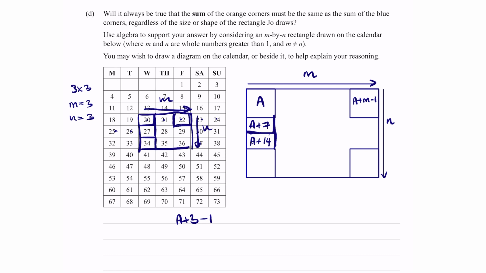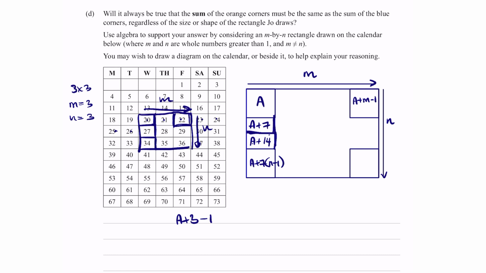Because it's shifted 2 weeks down, right? And so what is the bottom corner always going to be? It's actually going to be A added with some multiple of 7. Now what is that multiple of 7? It's 7 multiplied by exactly n minus 1. Why is it n minus 1?